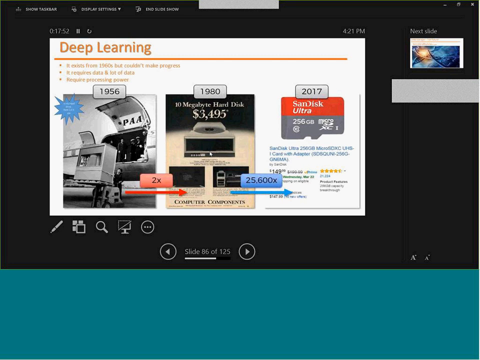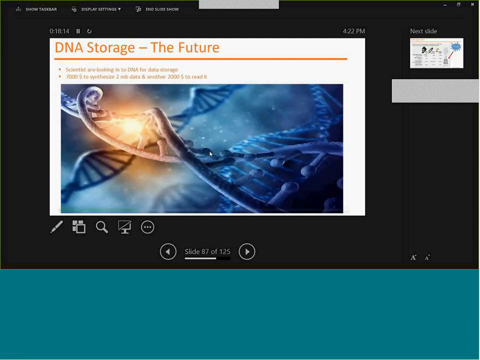And deep learning requires lots and lots of data. And this concept is not new. It has been in existence since 1960. But the thing is, it requires lots and lots of data. It requires processing power. It requires memory capacity, and that's why deep learning is hitting the market nowadays.